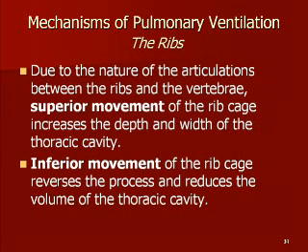Due to the nature of the articulations between the ribs and the vertebrae, superior movement of the rib cage increases the depth and the width of the thoracic cavity. Inferior movement of the rib cage reverses the process and reduces the volume of the thoracic cavity.